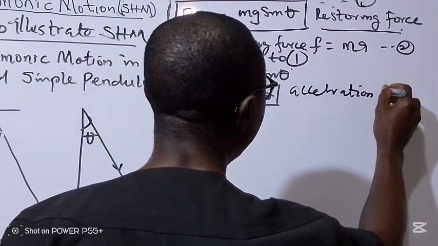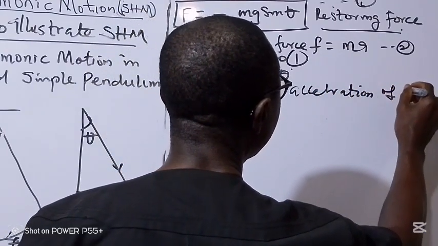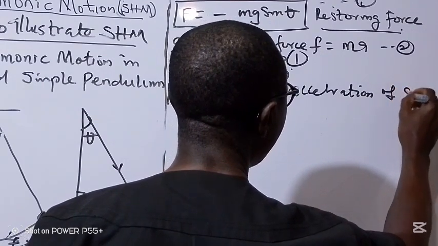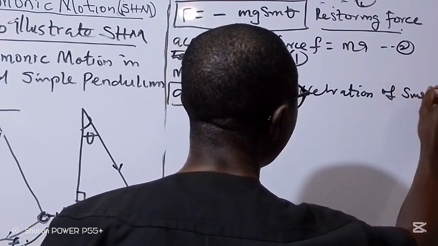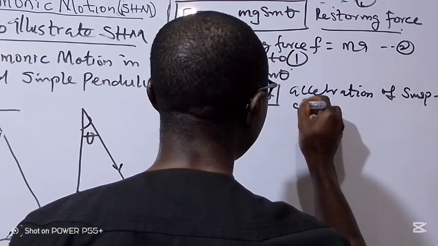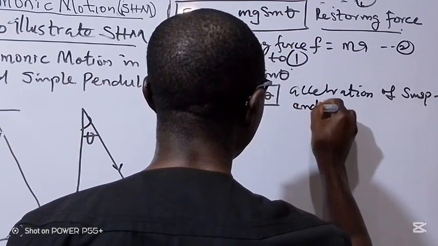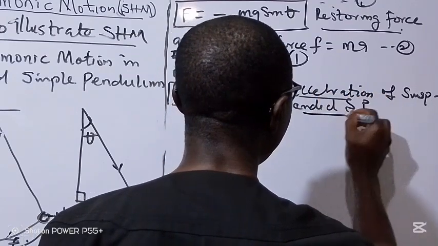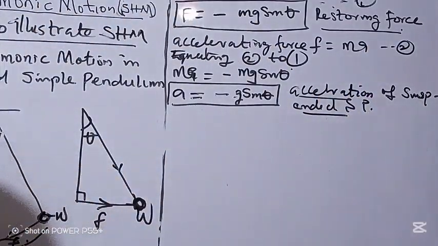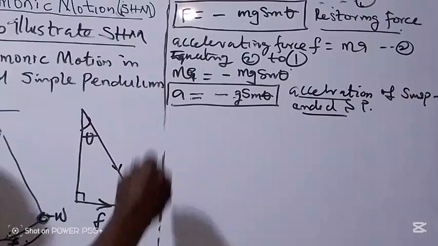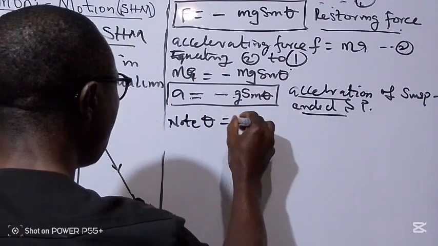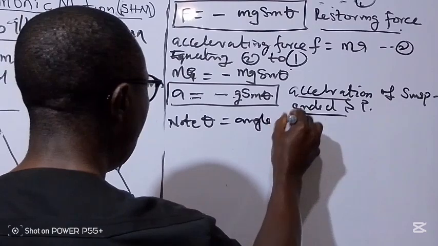of a suspended simple pendulum undergoing simple harmonic motion. Now note, theta is equal to the angle of displacement.